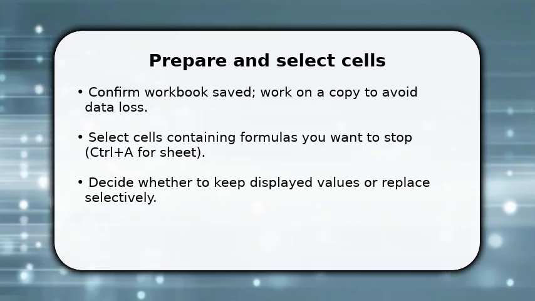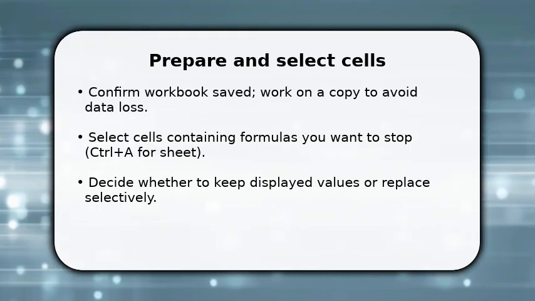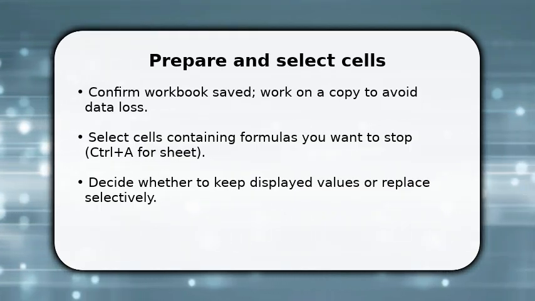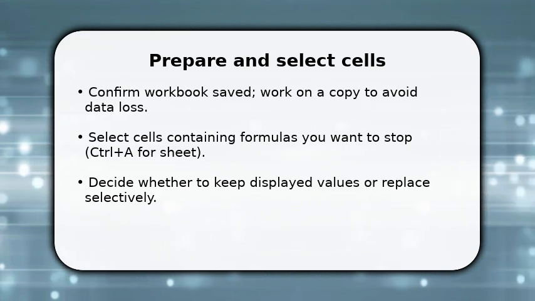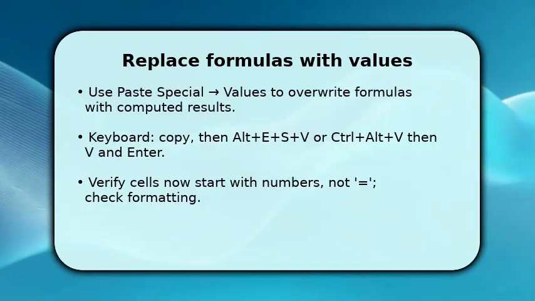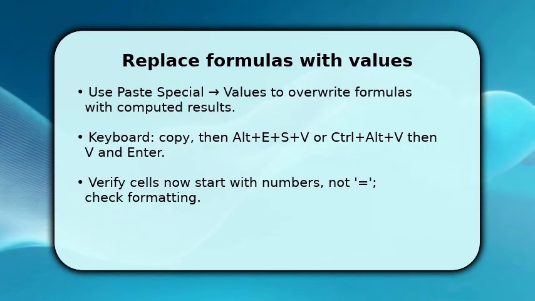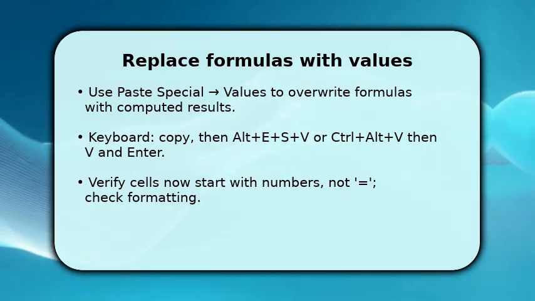Now copy the selection to the clipboard, Ctrl+C, to stage those computed values for replacement. This prepares Excel to paste static results over live formulas. Next, immediately paste as values to stop Excel from recalculating those formulas. After copying, use Paste Special and choose Values. This removes the leading equals sign and leaves static results.